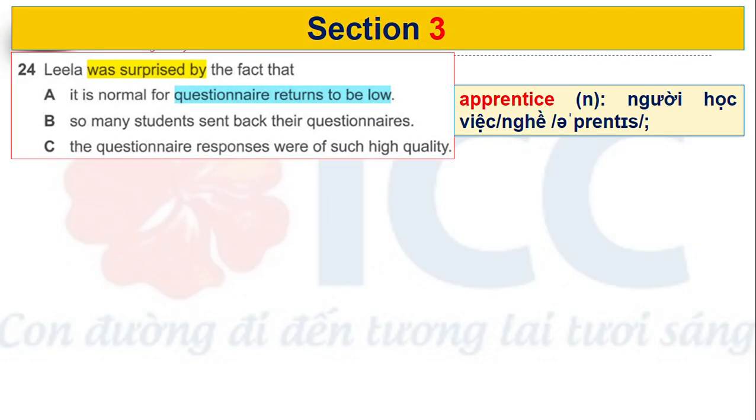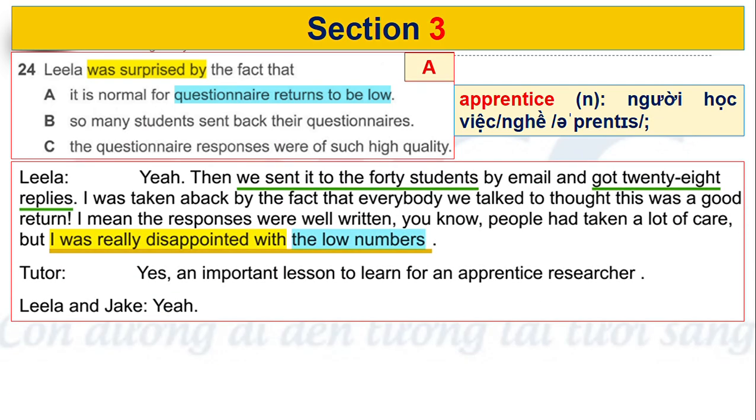I was taken aback by the fact that everybody we talked to thought this was a good return. I mean, the responses were well written. People had taken a lot of care, but I was really disappointed with the low numbers. Yes, an important lesson to learn for an apprentice researcher.